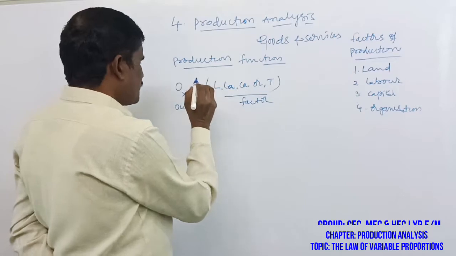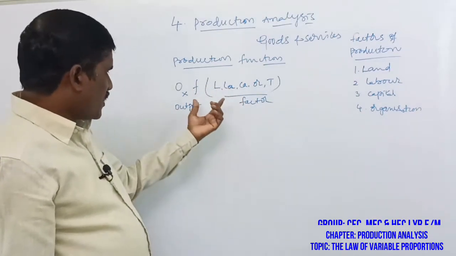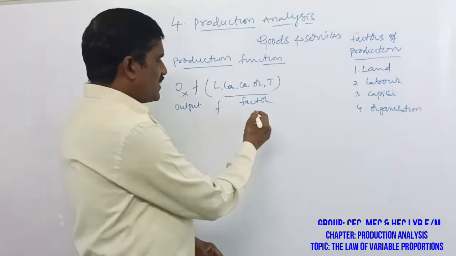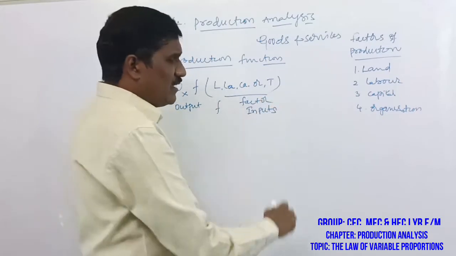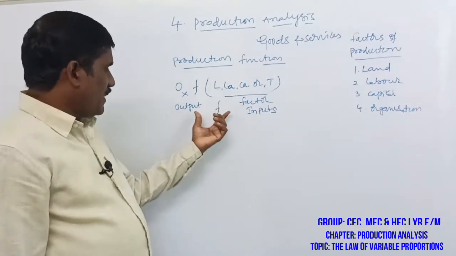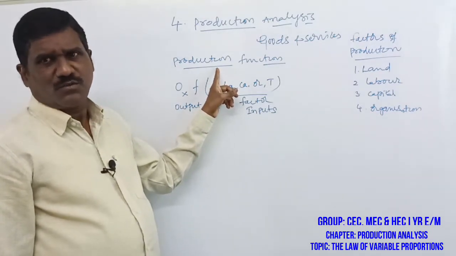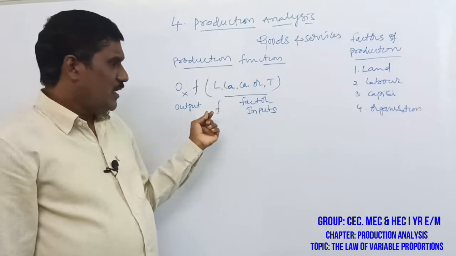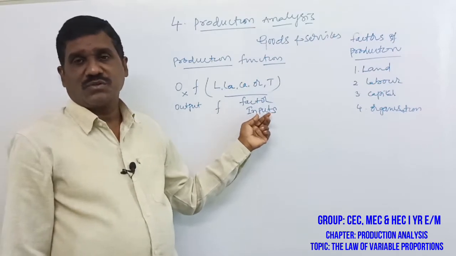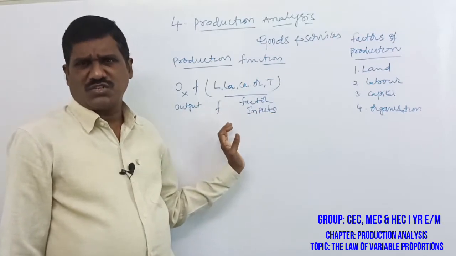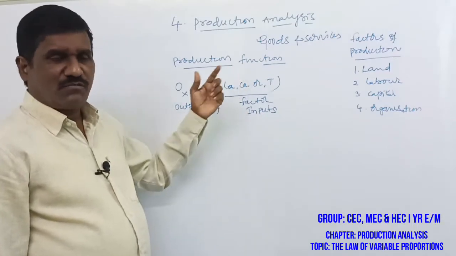Output means production. The F can indicate the relationship between production, output and inputs. Factors are called inputs. What is the relationship between output and inputs is called production function. So the F indicates the functional relationship between output and input.